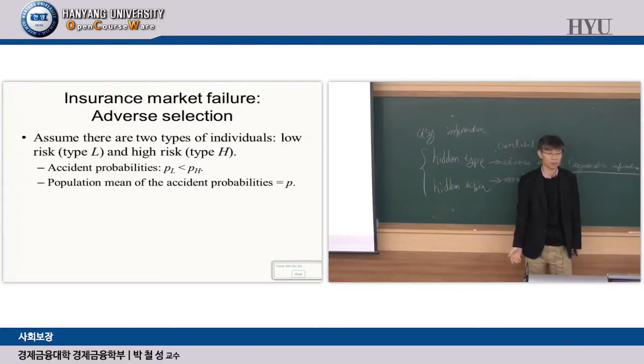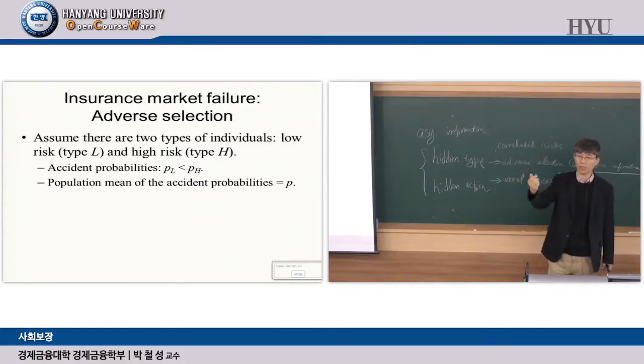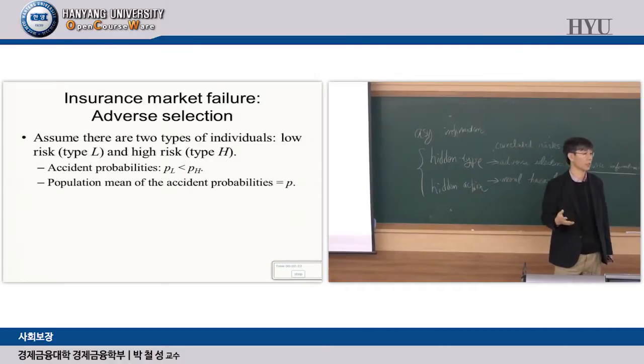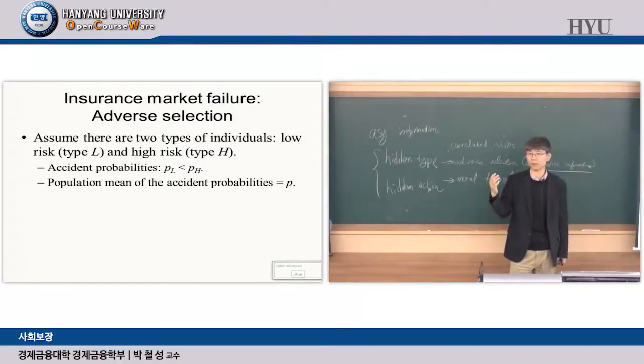What does it mean? In this case, it's low risk and high risk. For example, let's say the insurance company is trying to sell you car insurance. If you look at the drivers, there are drivers who are very careful, and there are drivers who are not that careful, like speeding and doing things that can cause accidents.